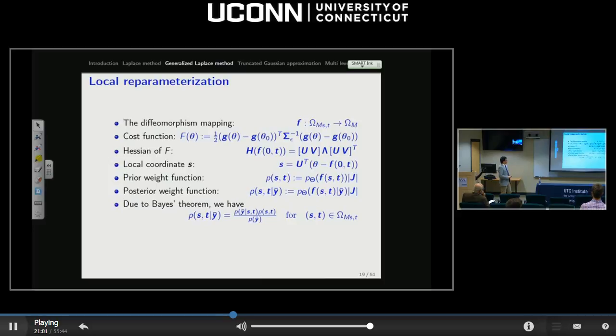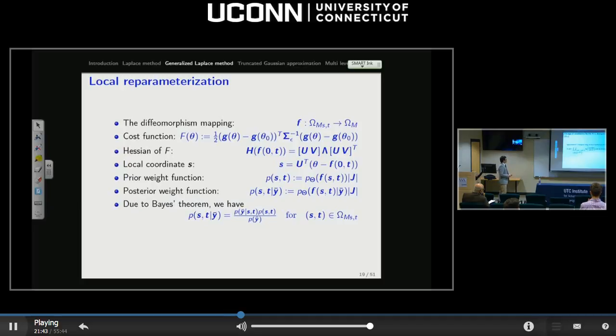And then we change the variables for the distribution of P of theta. In the new coordinate, we have P of S and T. And this is the Jacobian, the determinant of the Jacobian. Note that I call it a weight function because it is not a density anymore, because I truncated the region. Right? So the integration of this weight function is not 1 anymore. Because we have Bayes' theorem, we can still have the relationship between the posterior weight function and the prior weight function. It looks exactly like Bayes' theorem.